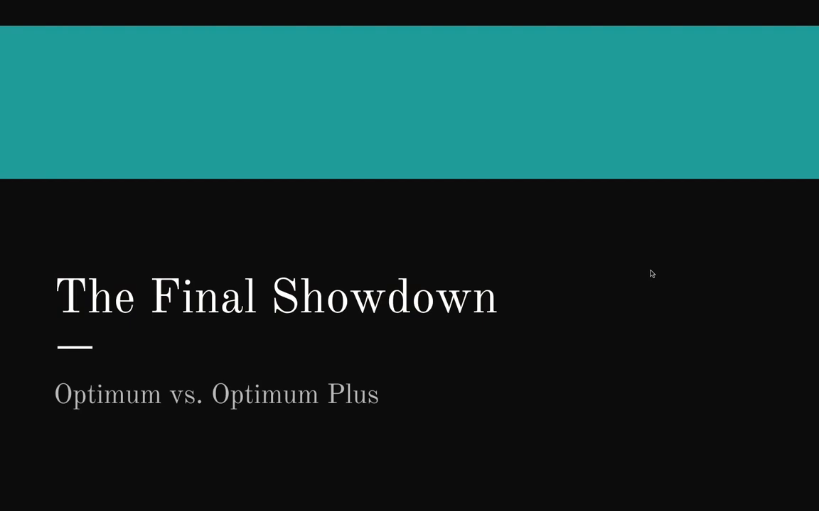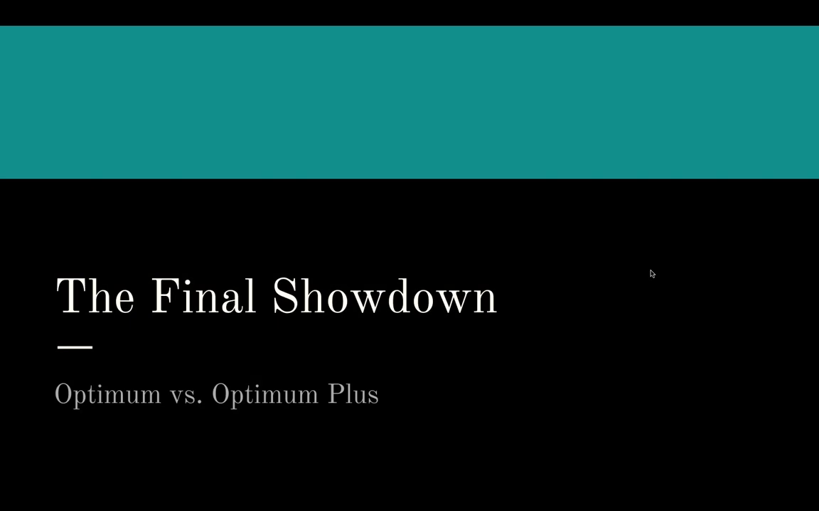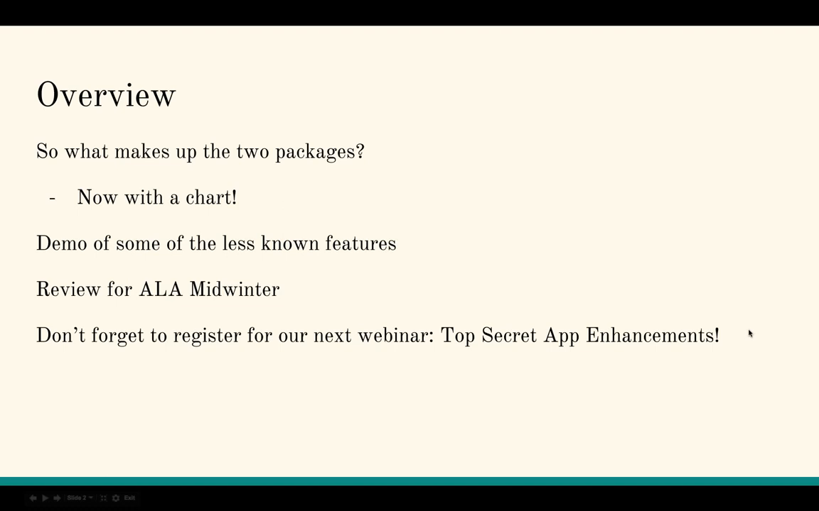So this week it's just going to be an overview of the feature sets. Well, actually, I have an overview right here: what's included in each of the packages. I also have a chart that shows you really easily what is included in this, but isn't included in that. I'll also demo some of our lesser known features, do a quick review for our ALME winner, and then give a quick heads up about our super top secret app enhancement webinars coming at the end of January, which I highly advise everybody register for.